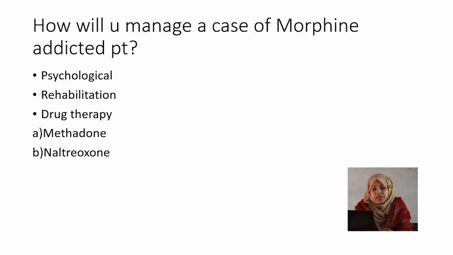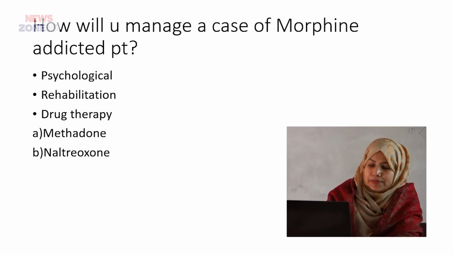Now, what is the treatment? The treatment may be three types. Number one, psychological. He should be given psychotherapy, not to take the morphine, and he should be rehabilitated in the society, and there should be drug therapy. The drug therapies are methadone, naltrexone, and benzodiazepine.